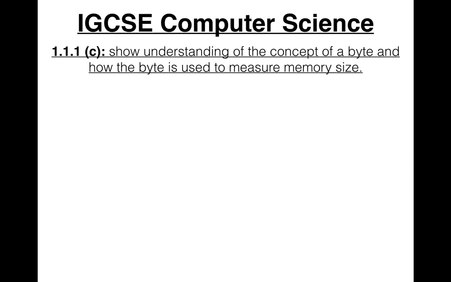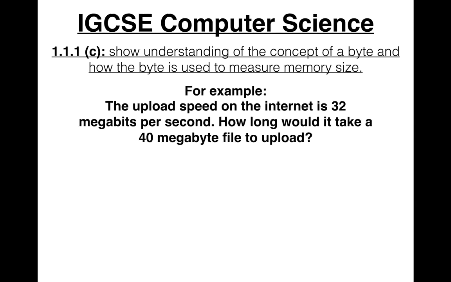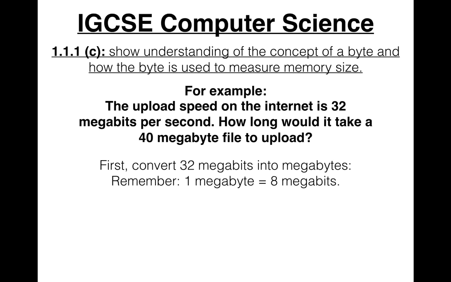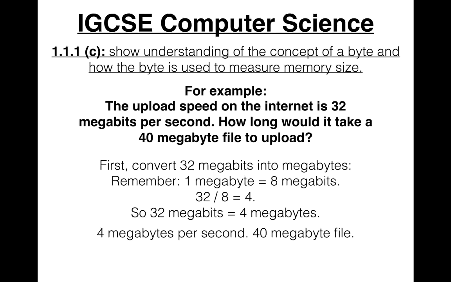You might get a question in the exam like: the upload speed on the internet is 32 megabits per second. How long would it take to upload a 40 megabyte file? First, you convert 32 megabits into megabytes. Remember that 1 megabyte is 8 megabits. So it would be 32 divided by 8, which would give you 4. So 32 megabits is 4 megabytes.